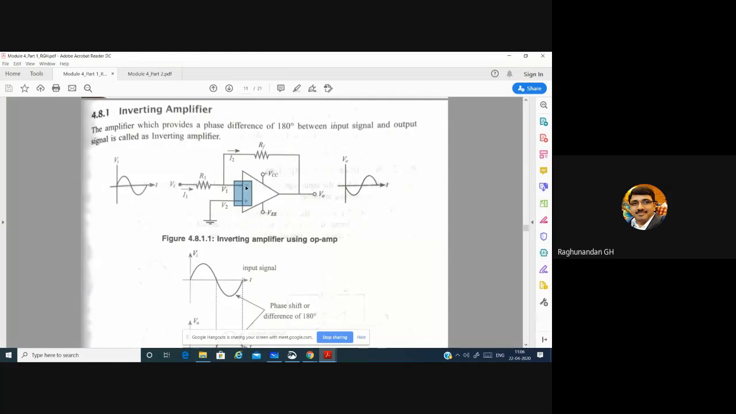So the entire current which is coming to this will be leaving through the feedback and we are going to get the output. Now you might get one question: why is this offering very, very high resistance? Why are these input terminals offering very, very high resistance? Can anyone tell me why it is offering very high resistance?